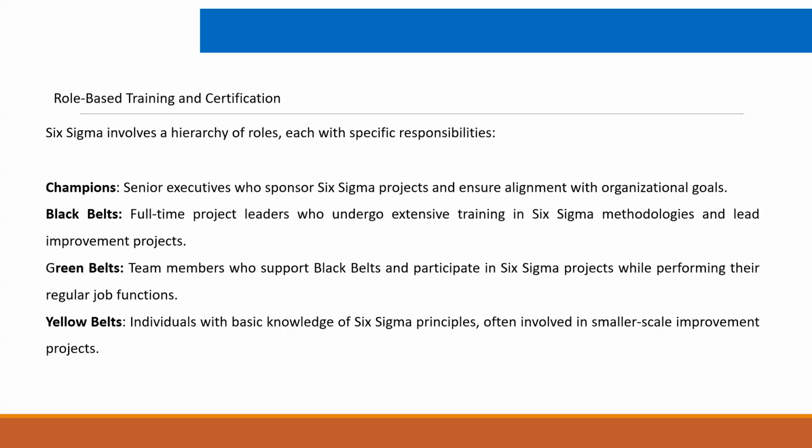This is how it is going to work. Now we'll understand the roles and responsibilities and the levels of Six Sigma. What are the levels of Six Sigma? So first of all, we understand the levels of Six Sigma. We have champions. So champions are what? Senior executives who sponsor the Six Sigma project and ensure alignment with organizational goals.